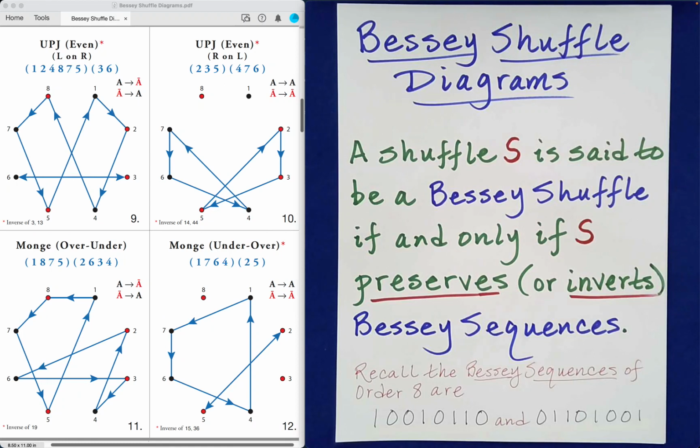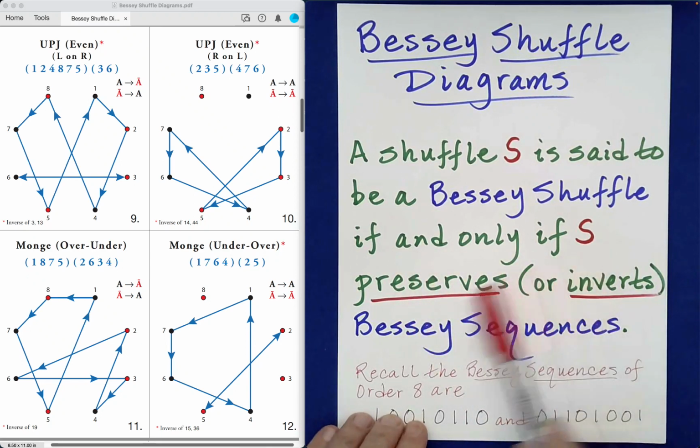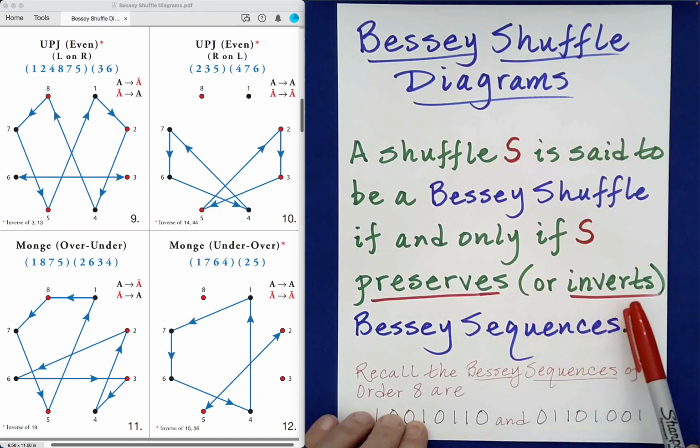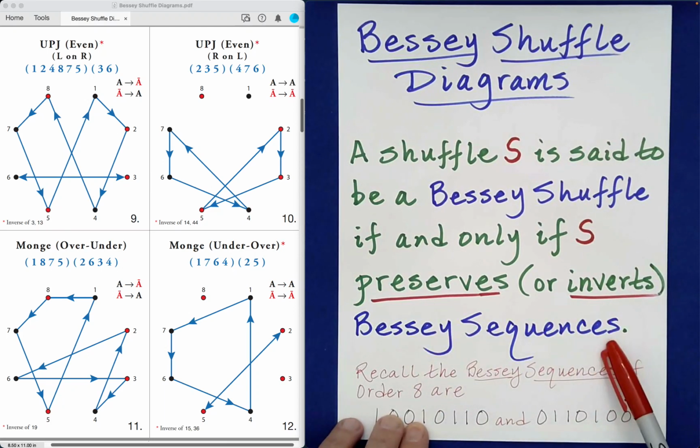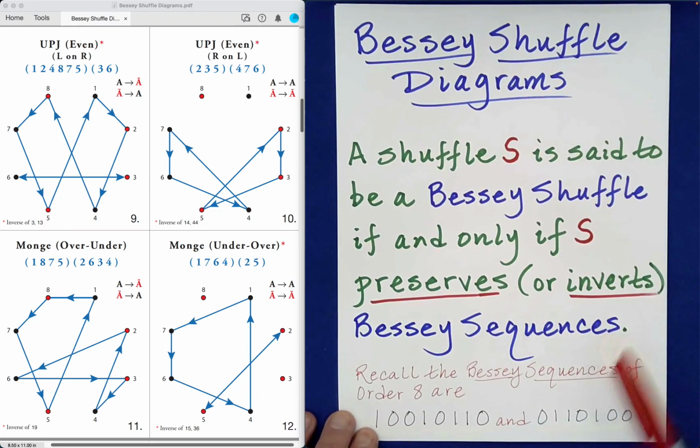This is our third video dedicated to Bessey Shuffle diagrams. Quick review. A shuffle S is said to be a Bessey Shuffle if and only if S preserves or inverts Bessey sequences. Recall, the Bessey sequences of order 8 are 1, 0, 0, 1, 0, 1, 1, 0, and 0, 1, 1, 0, 1, 0, 0, 1.